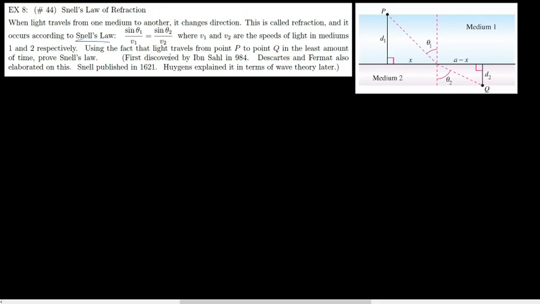So using the fact that light travels from one point, let's say we have a flashlight here at point P, and light is going to travel from point P to point Q, way down here. It turns out that light does that so that it minimizes the amount of time that it takes to get from here to here. So the total time that it takes to travel from this point to this point should be a minimum.